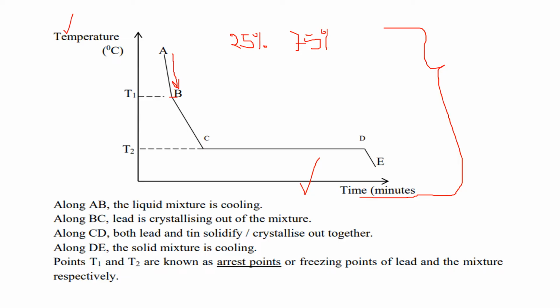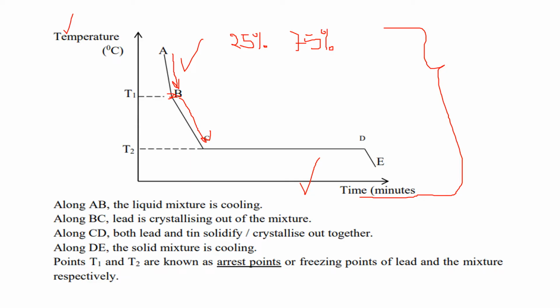And you say that the component with the highest composition solidifies out first. So when we reach point B, that is where the component with the highest composition starts solidifying out. So along AB, the liquid mixture is cooling, but from point B to C, solid lead is going to be crystallizing out. The more lead crystallizes out of the mixture, the richer the liquid mixture becomes in the other component which is not crystallizing out. And in this case, it's going to be tin.